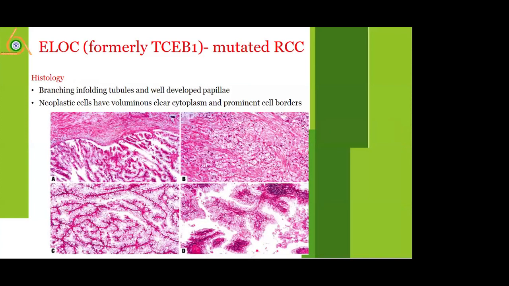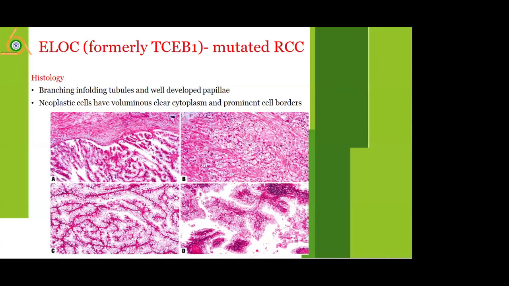Again, pay attention to this picture. What you see is branching, enfolding tubules and papillae with voluminous clear cytoplasm and prominent cell borders. Probably this will have a differential of translocation associated RCC, and if indolent nuclei, clear cell papillary RCC. So all these differentials will come into this. After ruling out those entities, if you still feel that it is not fitting into classical clear cell RCC morphology, go for testing for ELOC mutations.